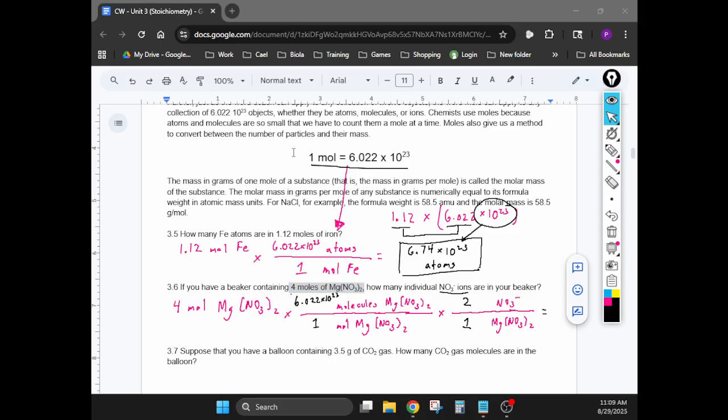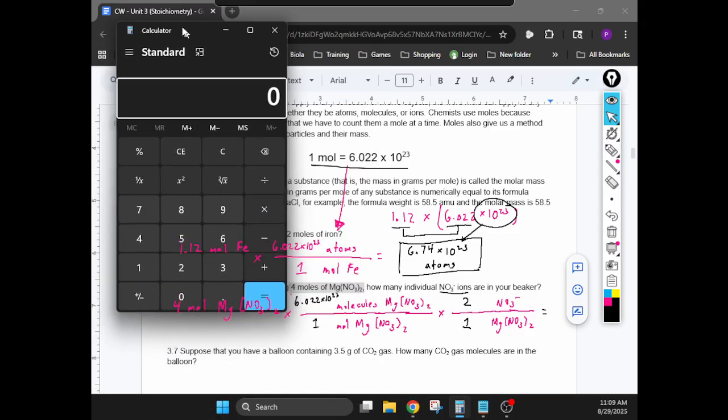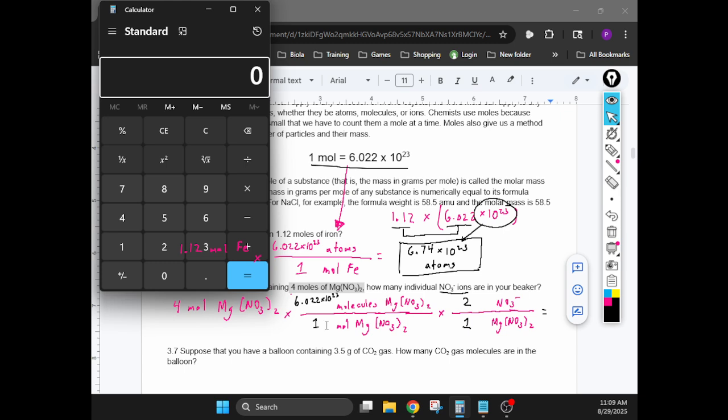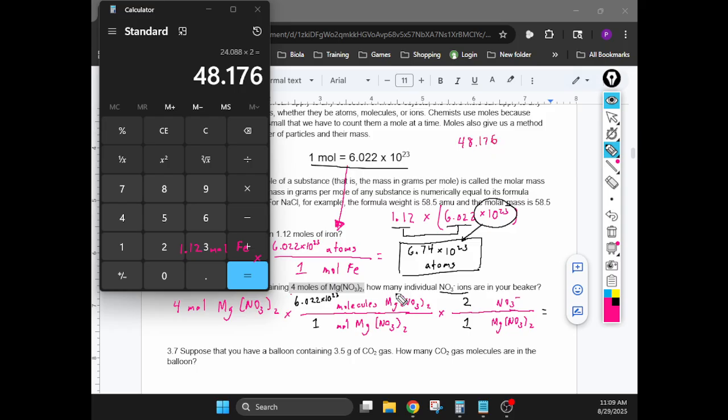Okay, so let's solve the math now. So again, to do the math, we want to take the normal numbers and then add the exponent at the end. So our normal number is 4 times 6.022 and then times 2. And so our normal numbers are going to give us, sorry, I'm going to write it up here, 48.176, and then we just add the scientific notation after it. So times 10 to the 23rd. Okay, so this is going to be our answer.